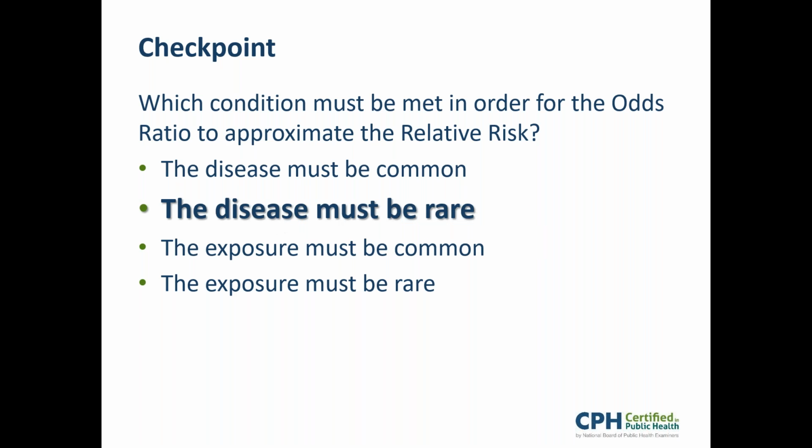So if the disease is rare, then A plus B will approximate B, and C plus D will approximate D. And if you do some great algebra, you will see that your OR will approximate your RR. So for those of you who are not familiar with this concept, make sure you go back and review this in any material that you can find on the National Board of Public Health Examiners website.